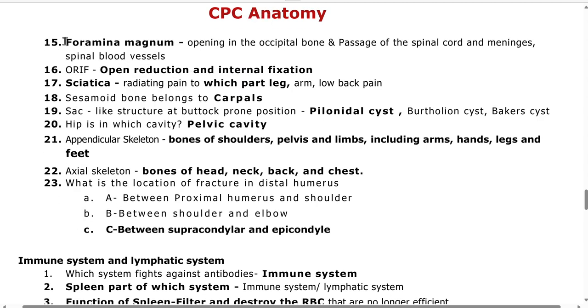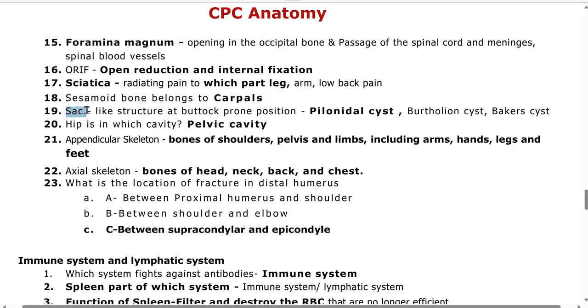15. Foramen magnum, opening in the occipital bone and passage of the spinal cord and meninges, spinal blood vessels. 16. ORIF, open reduction and internal fixation. 17. Sciatica, radiating pain to which part: leg, arm, low back pain. 18. Sesamoid bone belongs to carpals.